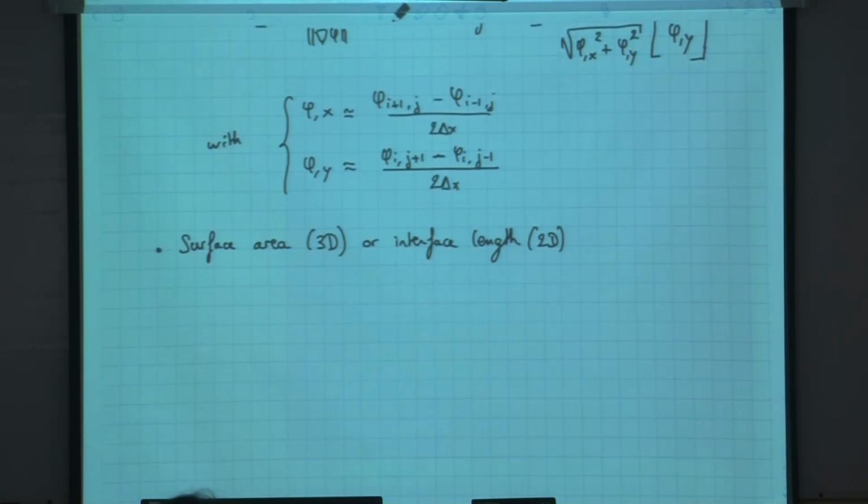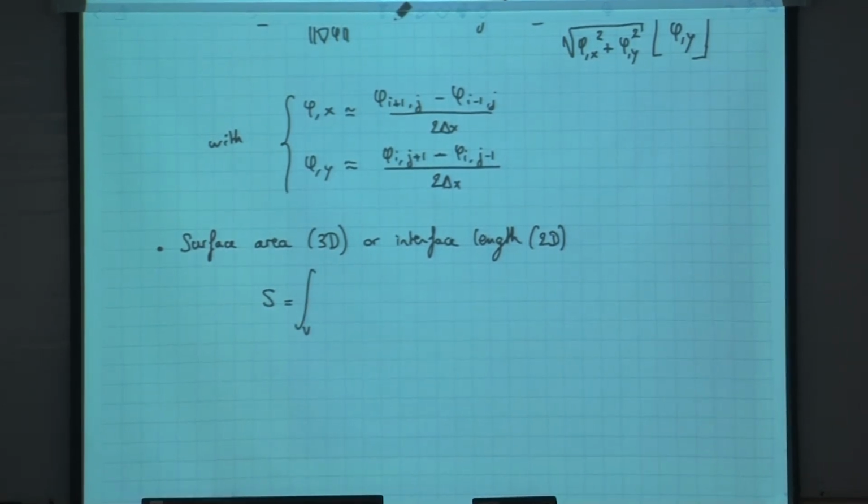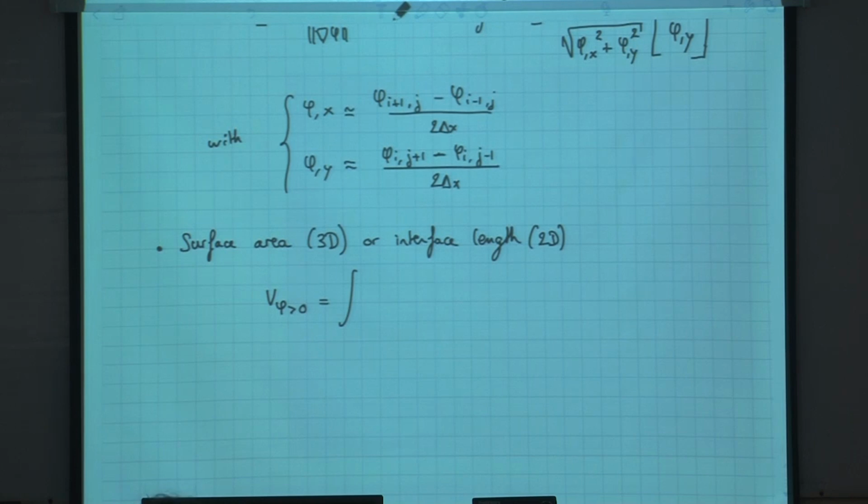So here again, if you're interested in surface area, you would have to integrate over the volume a delta. Let me allow me to do this cleanly. So we've argued already that the volume enclosed in phi larger than 0 is the integral over our volume, whatever we call that, say omega, of our H of phi d omega. Okay, this is what we just said.